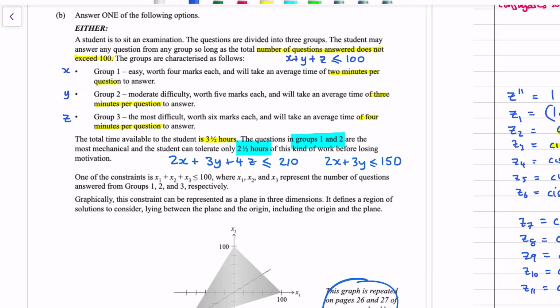We've got non-negativity constraints. X is the number of questions answered from group 1, so greater than or equal to 0. Y is greater than or equal to 0, and Z is greater than or equal to 0. And we've got an objective function. So hopefully you're doing this problem after seeing linear programming at the level 3 NCA level. But we've got this objective function, which is the marks. And the marks, 4 marks, 5 marks, and 6 marks. So 4x plus 5y plus 6z is the thing we're trying to optimize, trying to maximize.